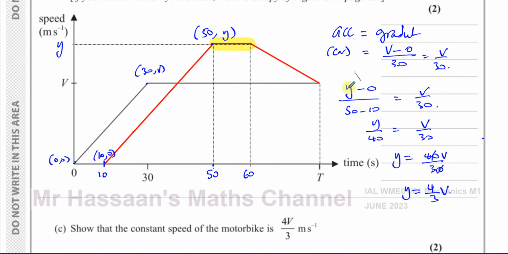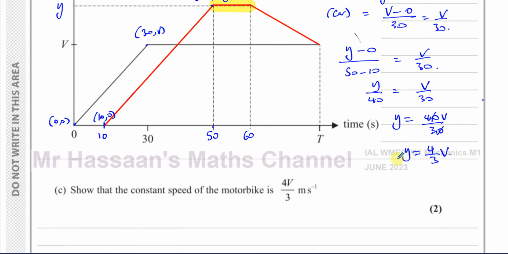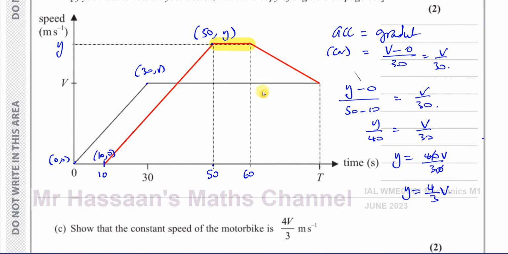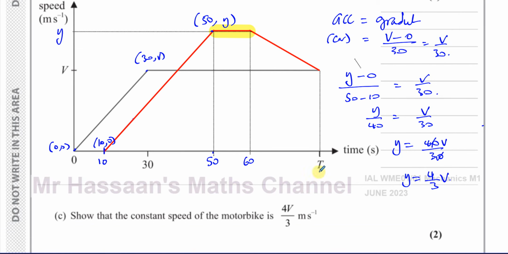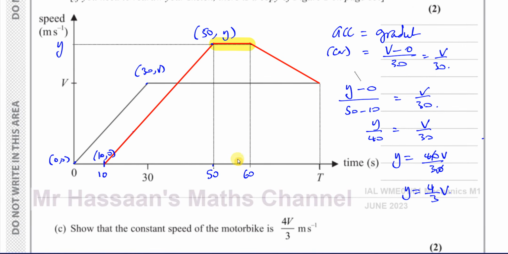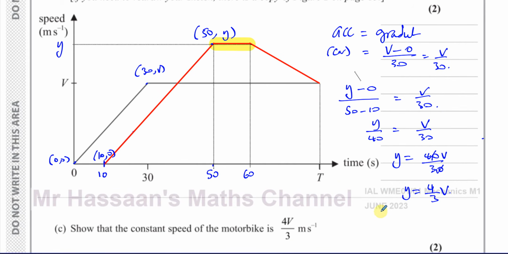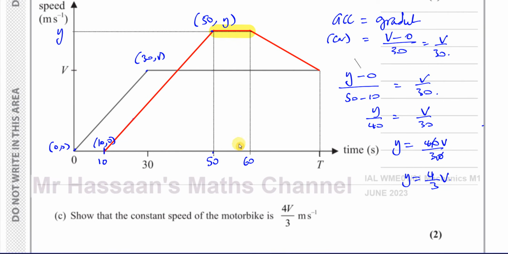Okay, so we've shown it. I've shown the working for it over here because of the diagram being next to me. So I've shown that the constant speed of the motorbike is 4v over 3 meters per second. So those steps should be no problem. Now that's part C done. Therefore we can say the constant speed of the motorbike at that point is 4v over 3. So now I'm going to answer part D of this question.